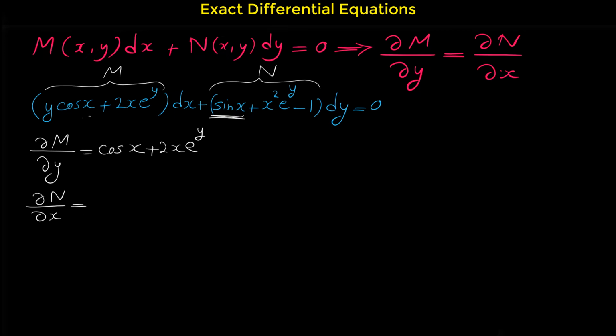Derivative of sine of x with respect to x is cosine of x. Derivative of x squared e to the y is 2x e to the y. We are taking the derivative of x squared, which is 2x, and we just write e to the y. And derivative of the constant -1 is 0. And as you can see here, these two expressions are equal to each other. And because they are equal to each other, it shows that this differential equation is an exact differential equation.